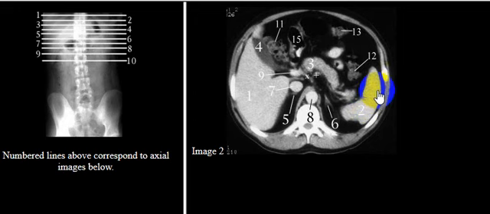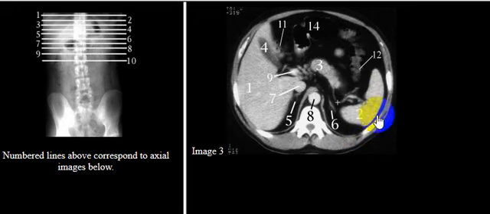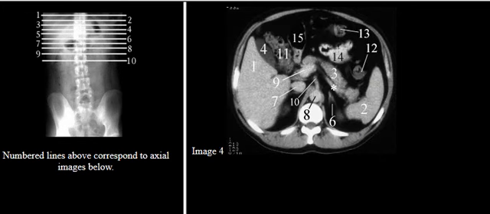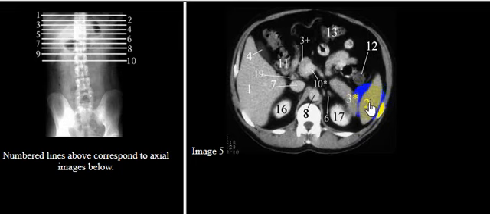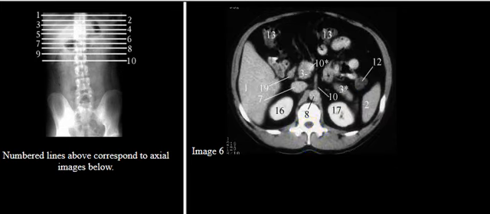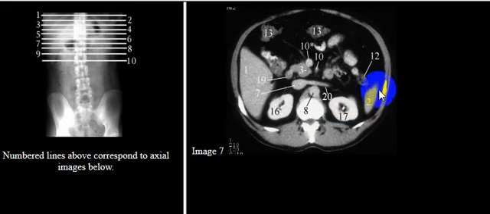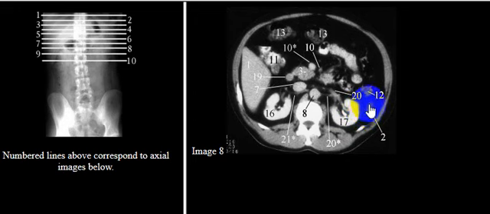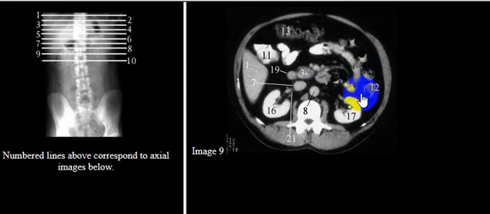Next slide, this is the spleen, and here we see the tail of the pancreas and the hilum of the spleen, and this is the tail of the pancreas also. Here this is the tip of the spleen, and there is no spleen here.